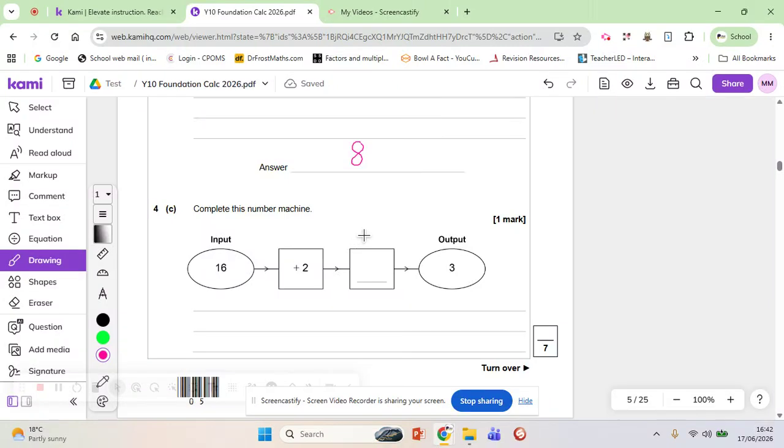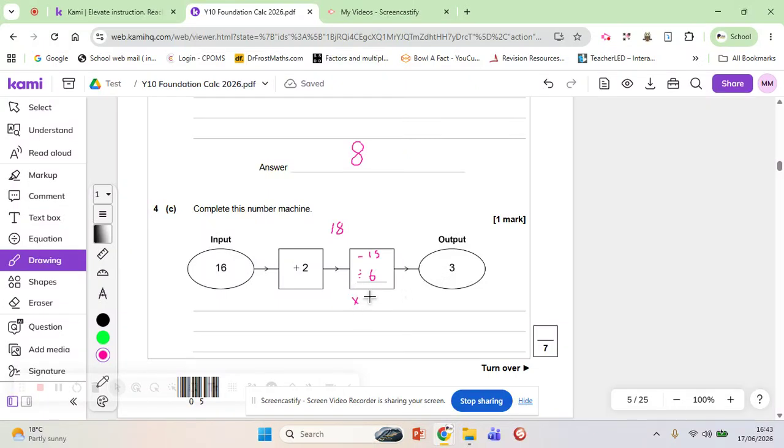Complete this number machine. So an input of 16 is then adding 2. Okay, so that gets me 18. And then I need to get to 3. So I've got a couple of options. I could take away 15, because 18 take away 15 is 3. I could also divide by 6. Okay, so dividing by 6, 18 divided by 6 is 3.